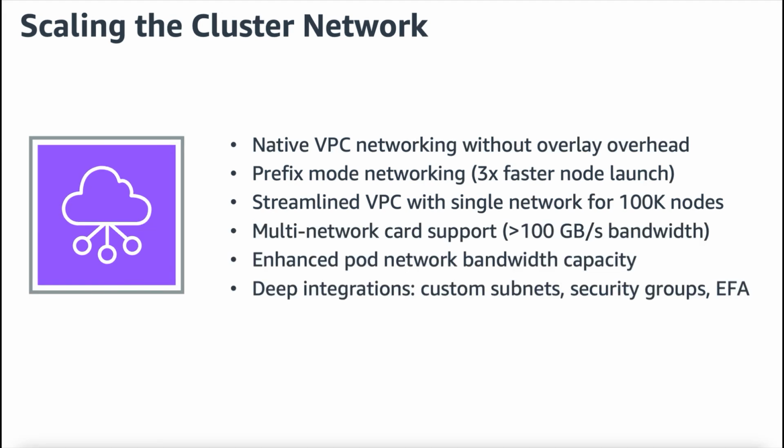For maximum network performance, we enabled multi-network card support. When training with massive petabyte scale datasets, network bandwidth becomes a key bottleneck. By creating pod ENIs on additional network cards supported by accelerated computing instances, we enhanced pod network bandwidth capacity to over 100 gigabits per second and improved packet rate performance.